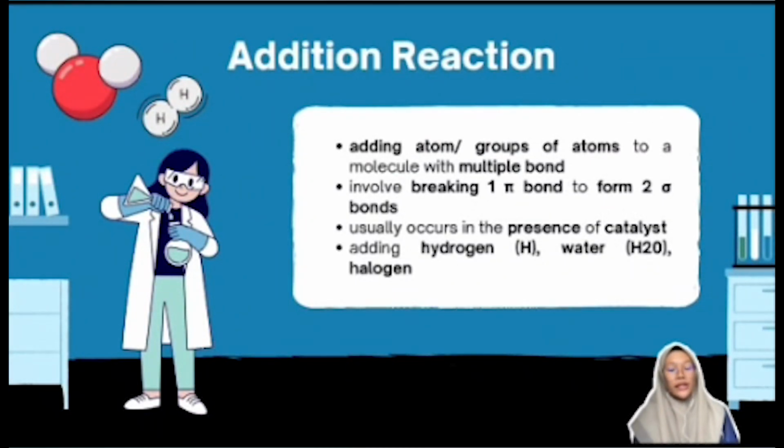My name is Nasihah binti Warisdi. So today I'm going to explain to you about the addition reaction. First of all, what is an addition reaction? An addition reaction is when we add an atom or group of atoms to a molecule with multiple bonds. This reaction involves breaking one pi bond in order to form two sigma bonds and usually occurs in the presence of a catalyst.